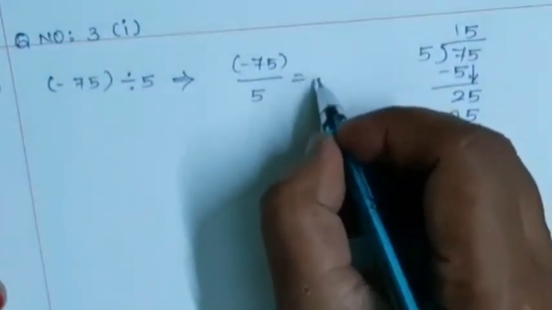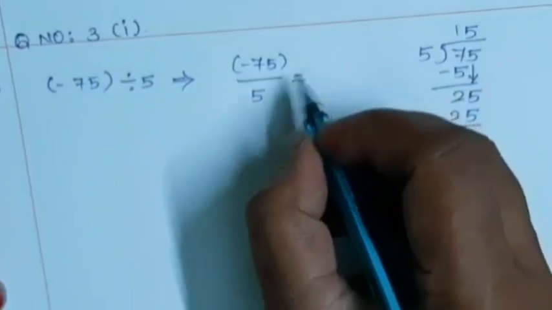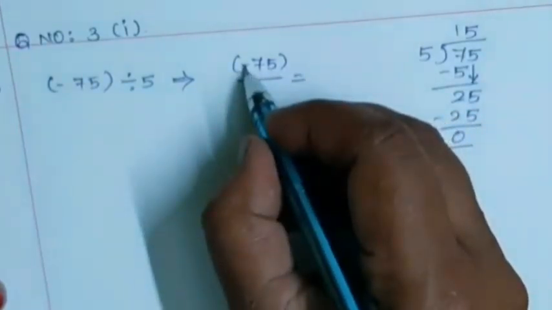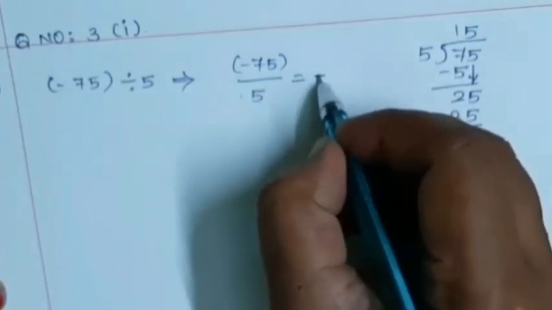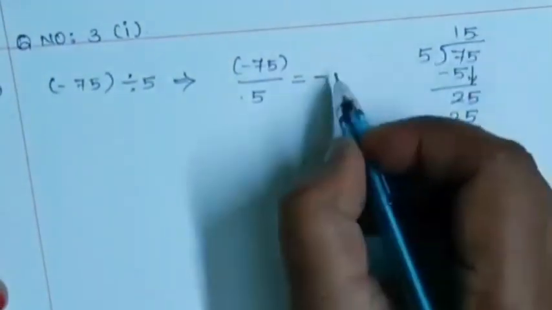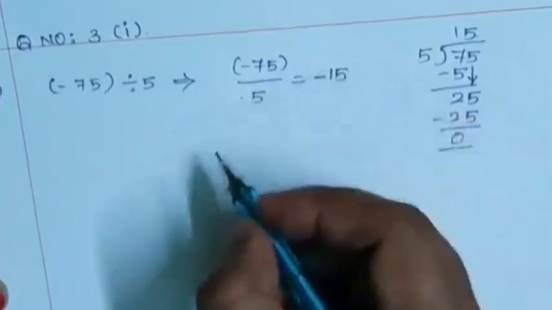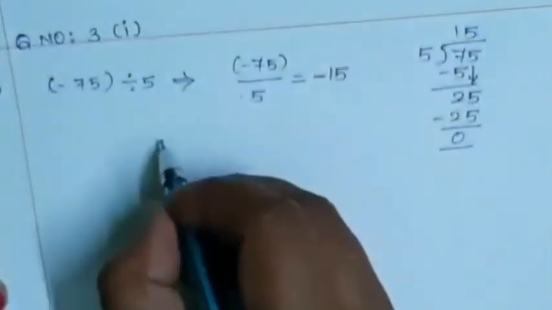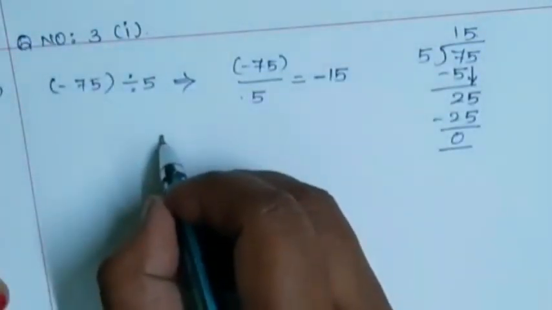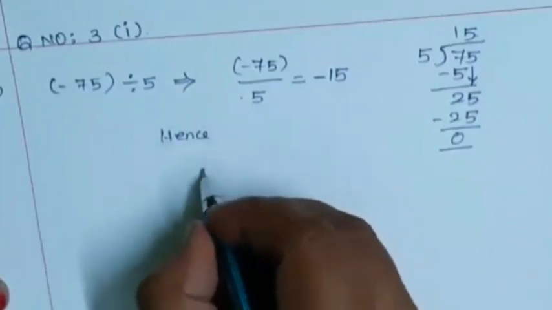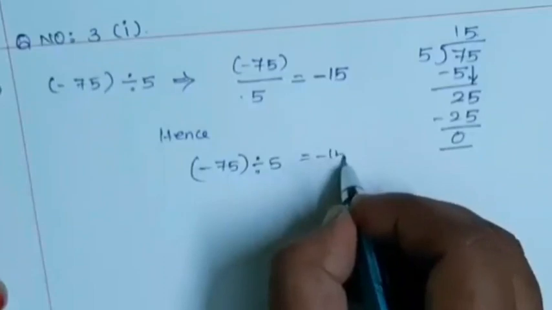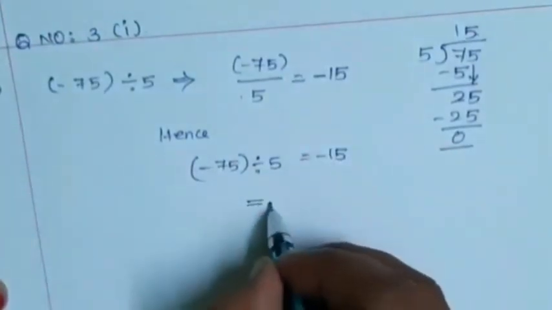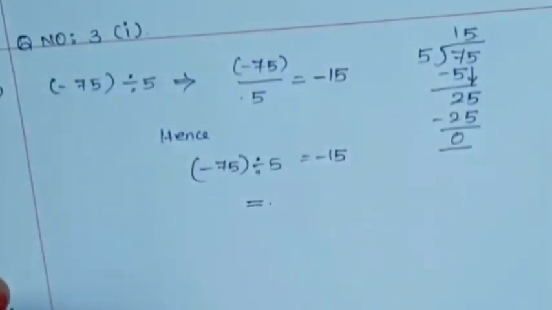The answer is 15. Before that, we have to consider the sign. The numerator has negative and the denominator has positive. So we have to put the negative answer. So minus 15. Hence, minus 75 divided by 5 is equal to minus 15.